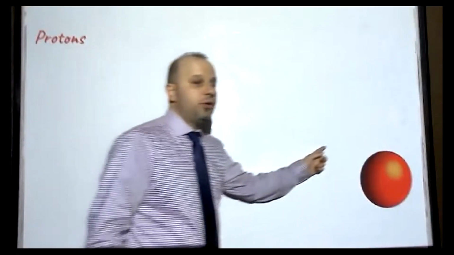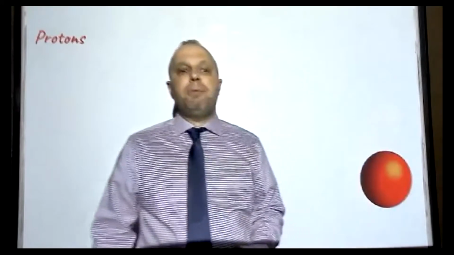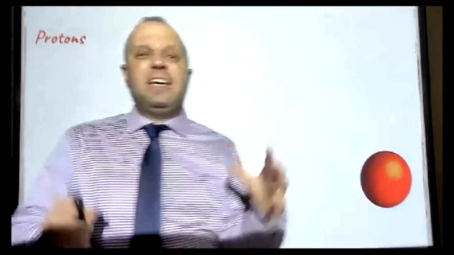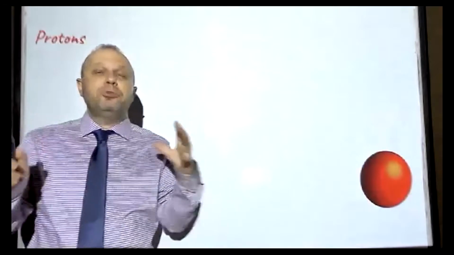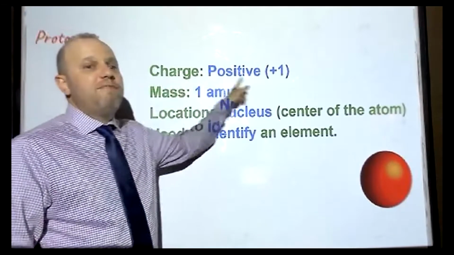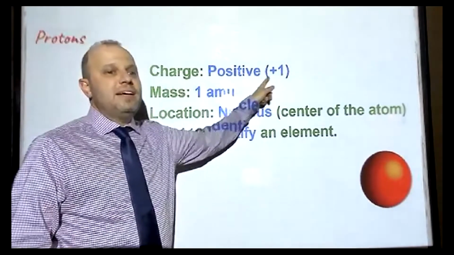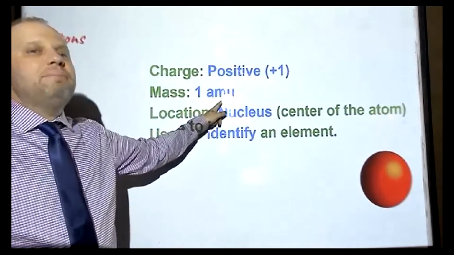So first of all, you'll notice over here that we're going to use this red circle to represent a proton. And it's fairly big, especially when you compare it to the size of an electron. A proton is really big. So protons have a charge of +1. They have a mass that is equal to 1 AMU.